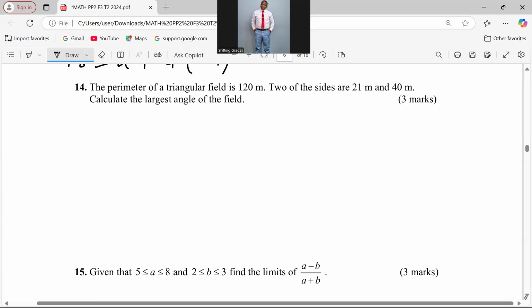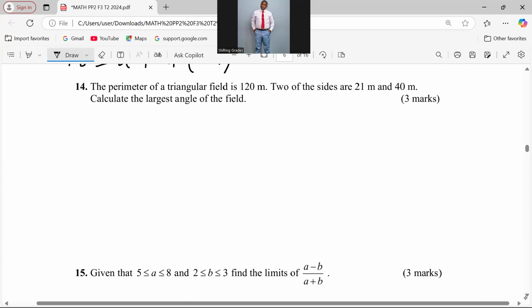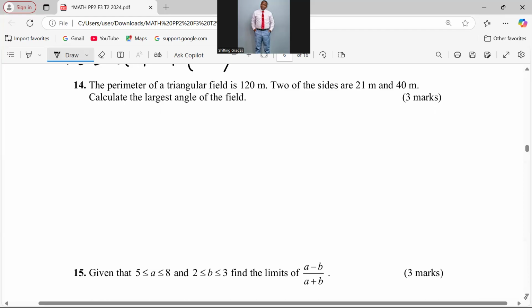We are almost winding up. Number 14 now, out of 16 questions. The perimeter of a triangular field is 120. Two of the sides are 21 and also 40. Calculate the largest angle of the field. So we are having a triangular field this way. Let me draw it first, just a sketch. The other side here, which is not known, and now some other two sides here.